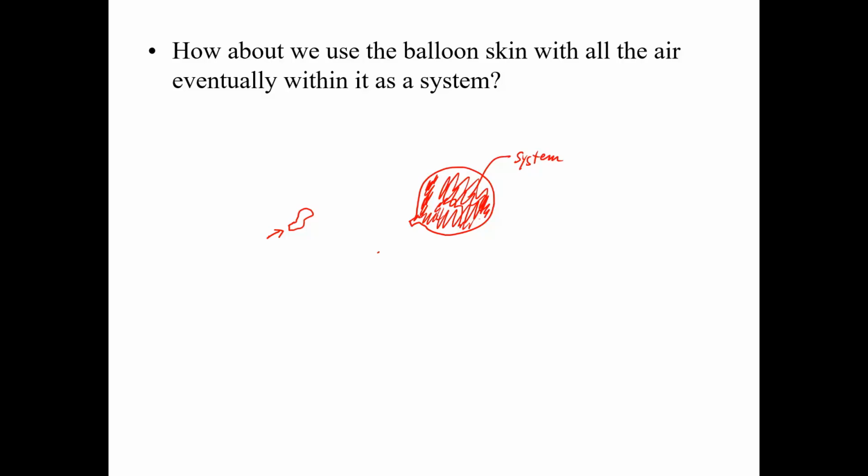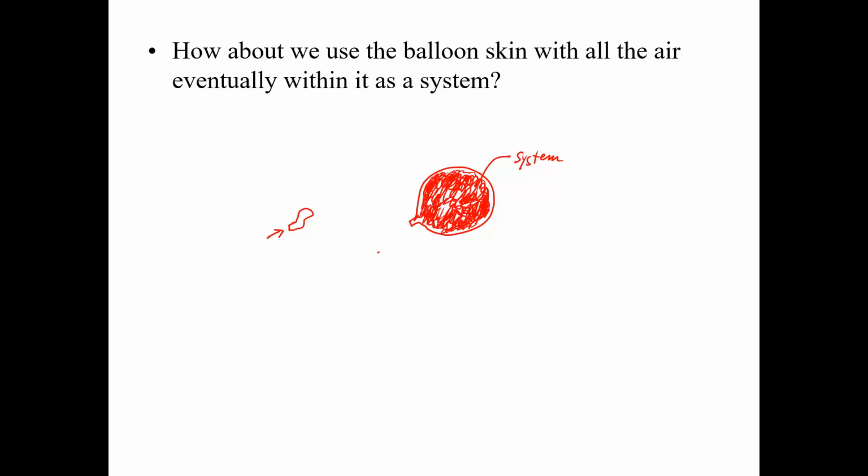The answer is now it is a closed system, because now what we are studying in fact is a fixed quantity of material. The system always consists of the balloon skin, which is some fixed quantity of material, and this chunk of air. This amount of air stays in the balloon at the final state of this process. So it's a fixed amount of material. So now we are considering a closed system.